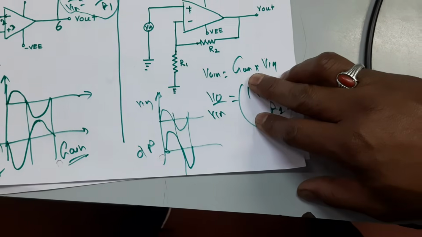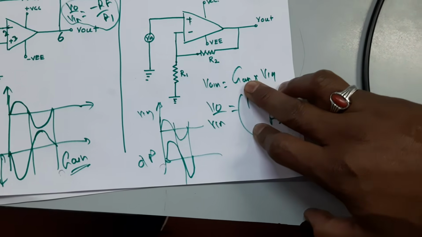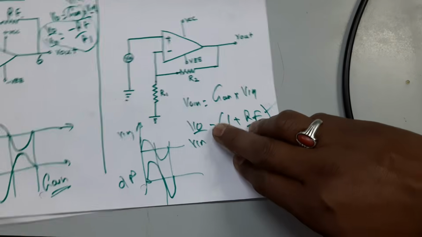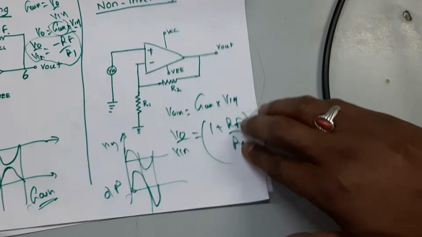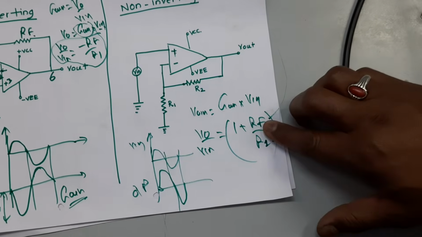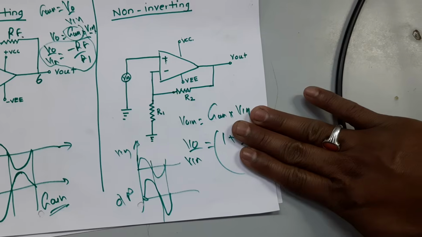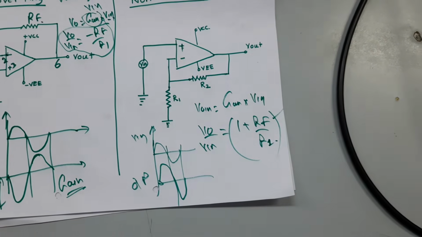As I said, the gain formula will remain the same. Gain is nothing but V output upon V input. So V output I can write as gain into V input, and V output upon V in in terms of feedback resistor is equal to 1 plus RF upon R1. This is the formula to find the ratio of output voltage in terms of feedback resistor. Fine. So again we will come back to our circuit diagram.